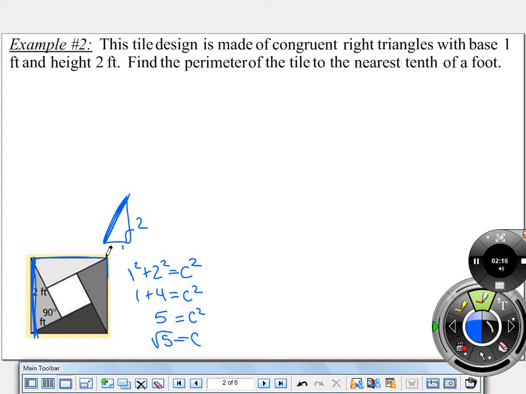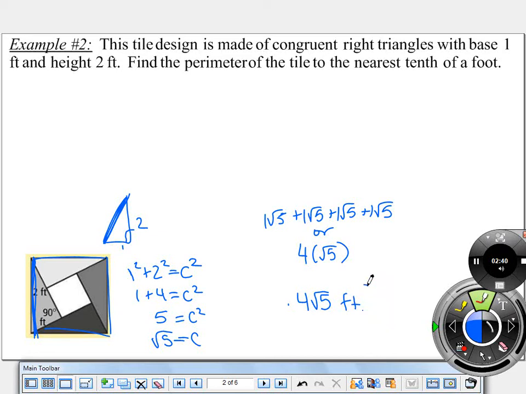Now, there are 4 of these around there, so I would be thinking about this as rad 5 plus rad 5 plus rad 5 plus rad 5. Or I would be thinking about this as 4 times rad 5. And either way, even if you added them up as like terms with those ones in front, you would get 4 rad 5 feet, are the units here, as our perimeter of those triangles.